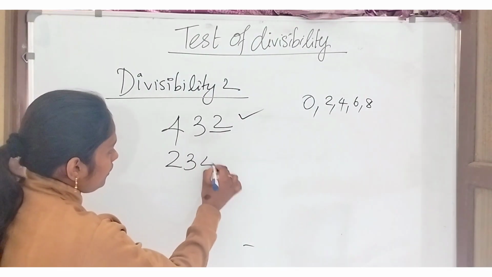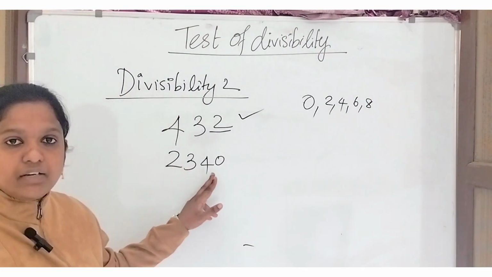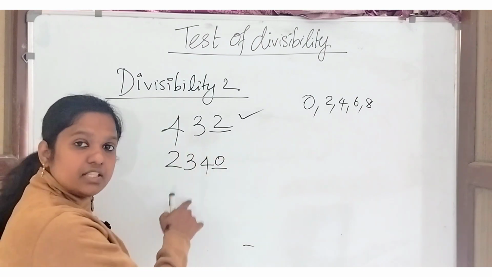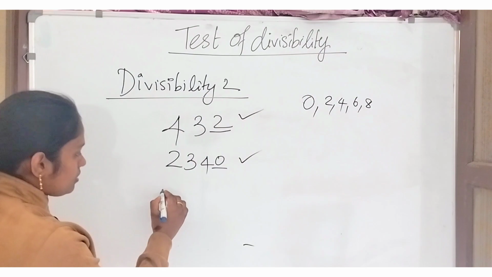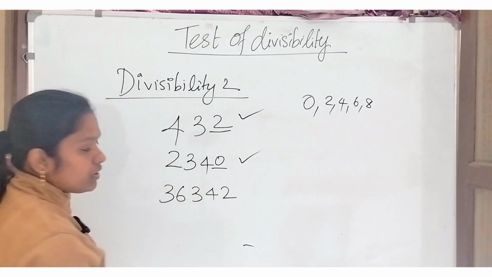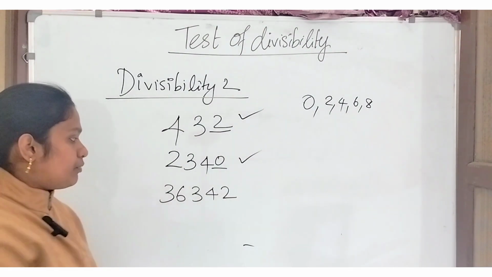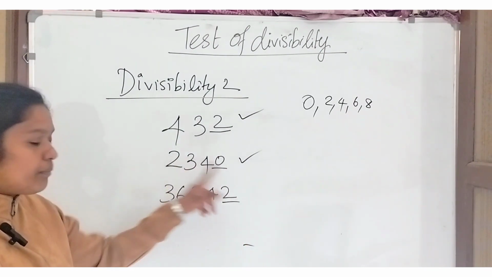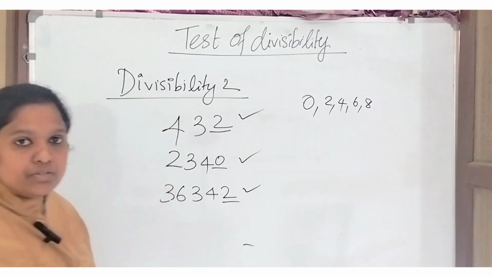Like another example, this number 2340. The last digit is 0, so it's an even number. If it is an even number, it's divisible by 2. We can follow some more examples also. Okay, this is 36,342. Then the last digit is 2. 2 is an even number, so the whole number is an even number. If it is an even number, it's divisible by 2.